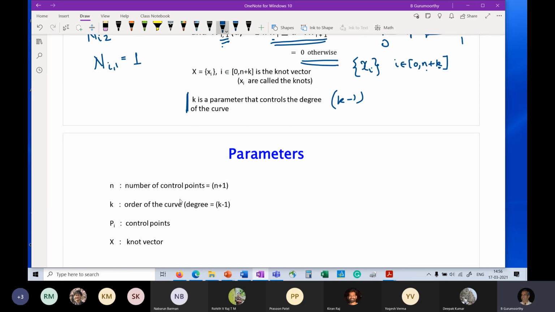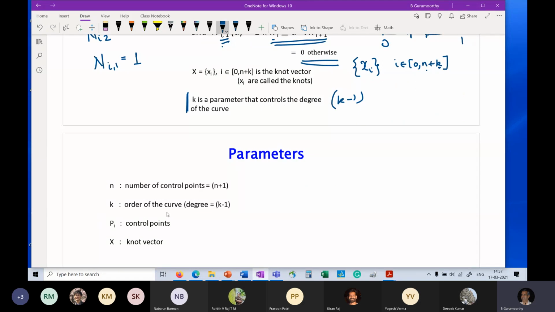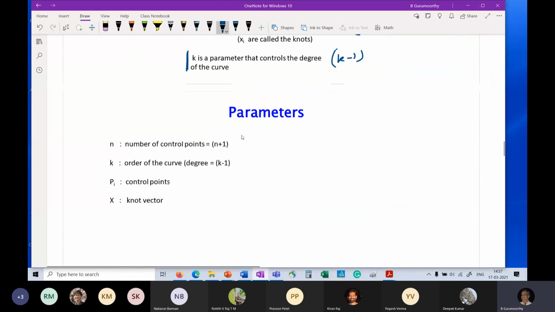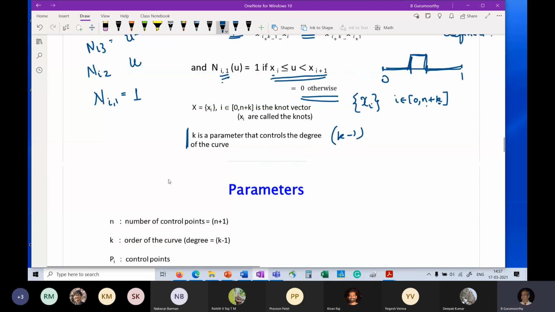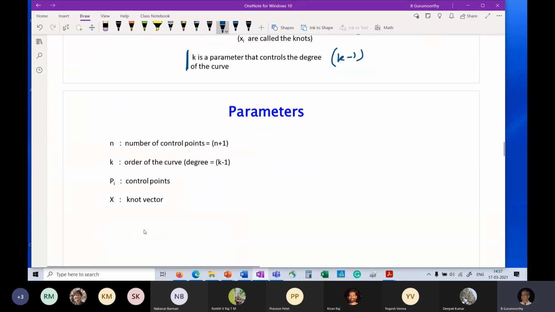So n, as we said, is related to the number of control points, which happens to be n plus 1. So if you prescribe n plus 1 points, n is automatically picked. K, I just showed you by example, not by proof, that k relates to the order of the curve. The degree is k minus 1. The other parameter that you need to provide is P_i, the n plus 1 control points. And in addition, we also have to prescribe the so-called knot vector, this n plus k plus 1 element knot vector.